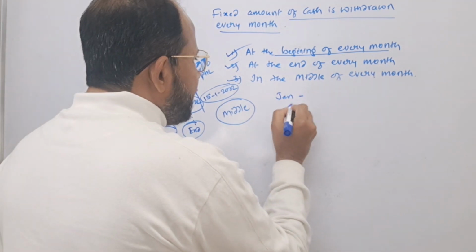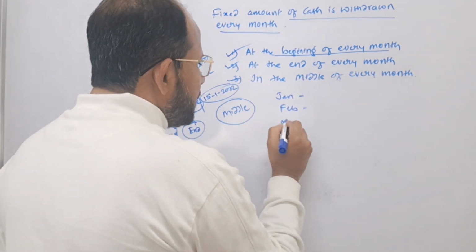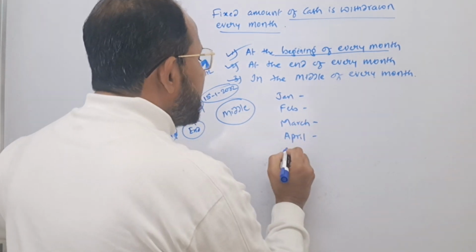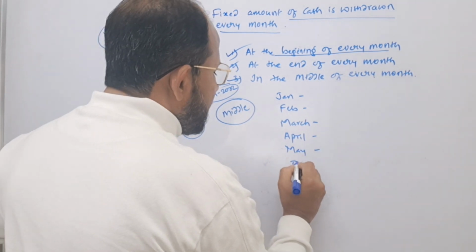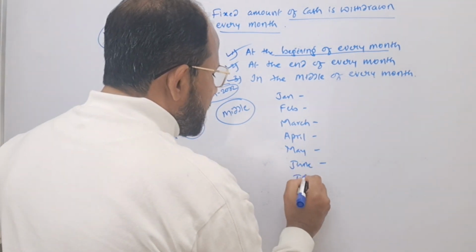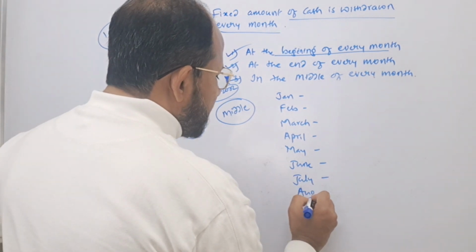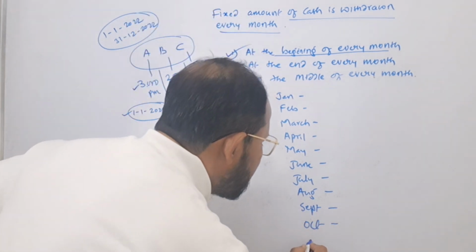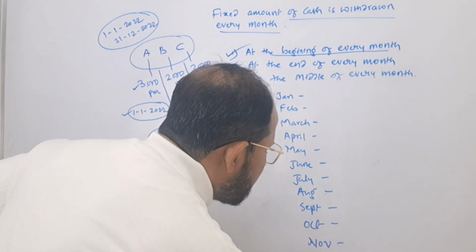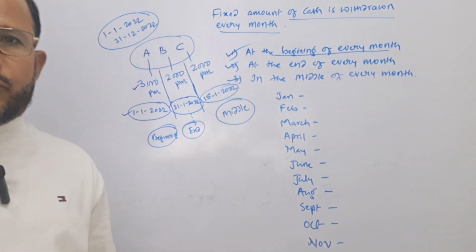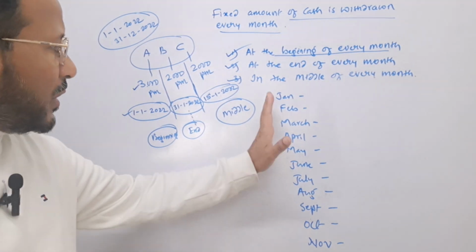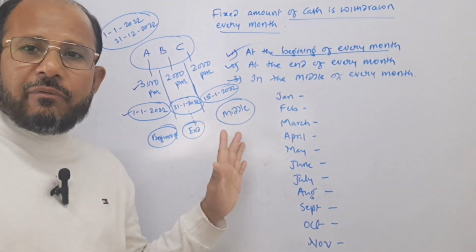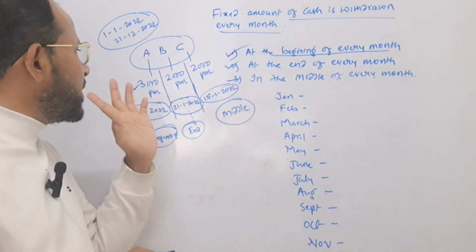See, from January, February, March, April, I write all the months here, May, June, July, August, September, October, November, and December. Assume for all the months, the whole year, he withdrew rupees 3000 every month.